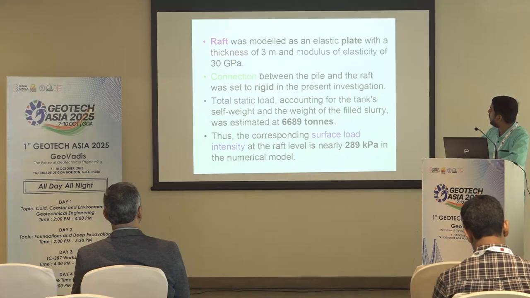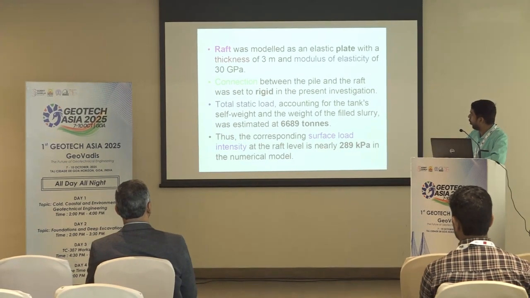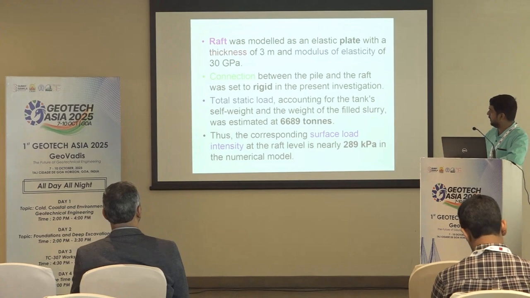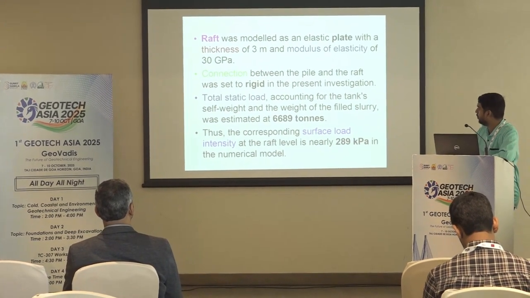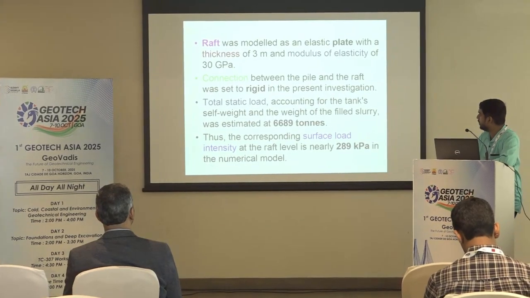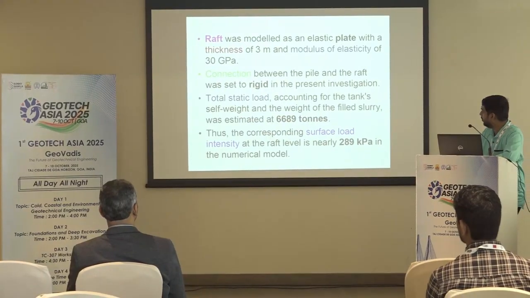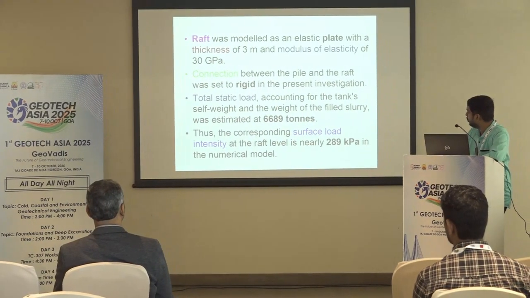Now the raft was modeled as an elastic plate with a thickness of 3 meter and modulus of elasticity of 30 gigapascal, which is a value for the concrete. And connection between the pile and the raft was set to rigid in the present investigation. And the total static load that was coming, including the self-weight and the weight of the filled slurry, was around 6,689 tons. And if we calculate the surface load intensity, dividing it with the area, it will come around 289 kilopascal.